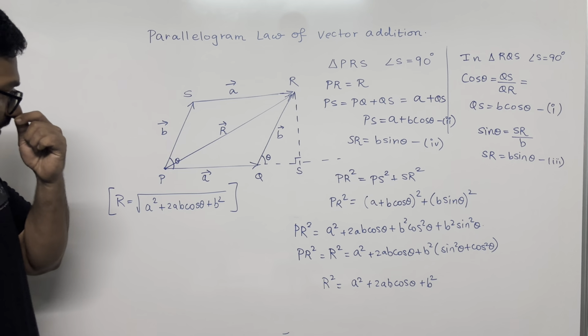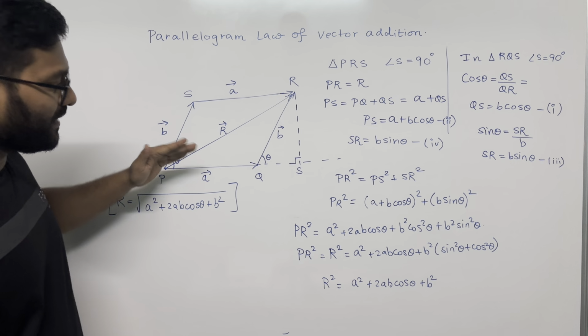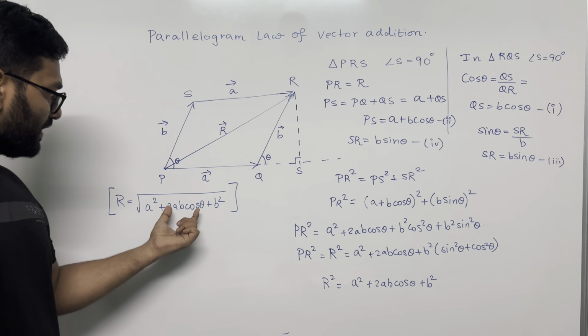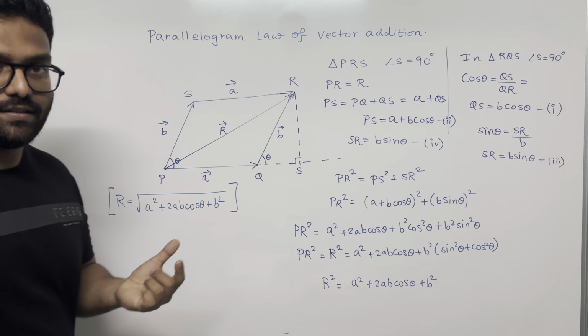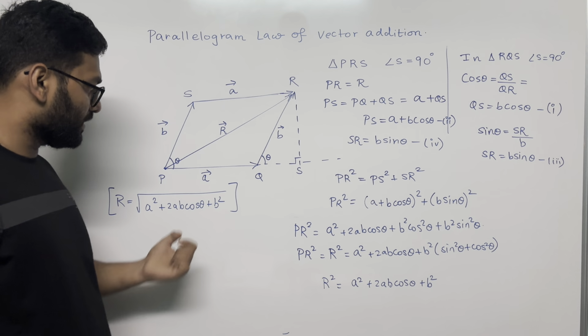Right? Now see here, if the angle theta decreases, keeping magnitude of A and B same, you can see cos theta will increase, right?